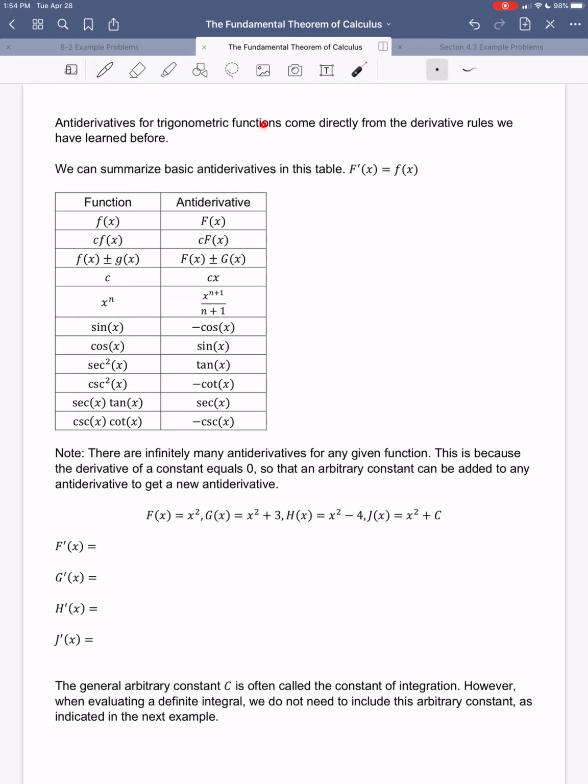Antiderivatives for trigonometric functions come directly from the derivative rules. So this table summarizes the basic antiderivatives. Remember, if I take the derivative of capital F, I get little f. Okay. So if I'm going from left to right, that's the antiderivative.